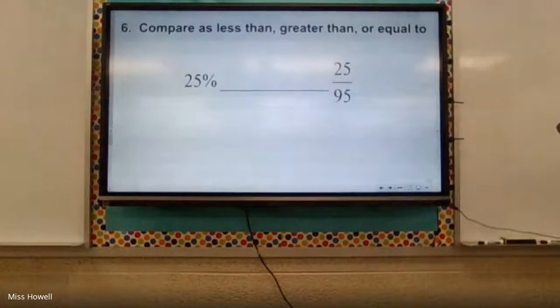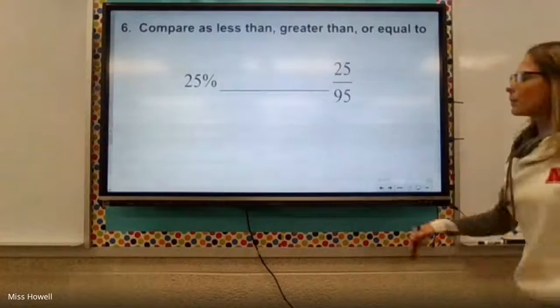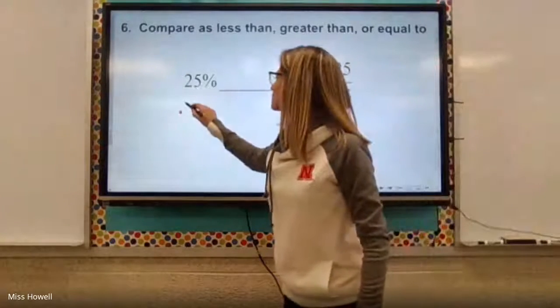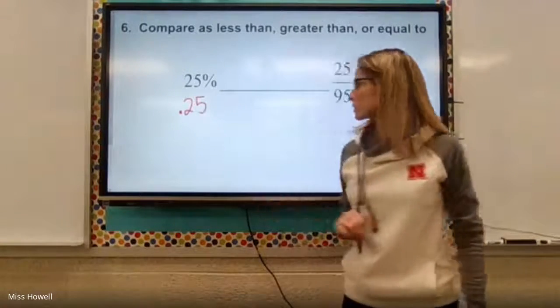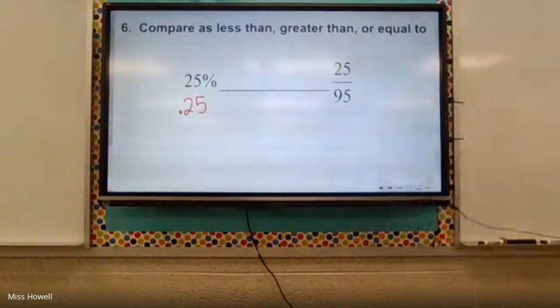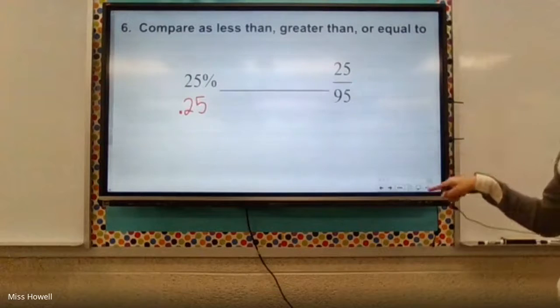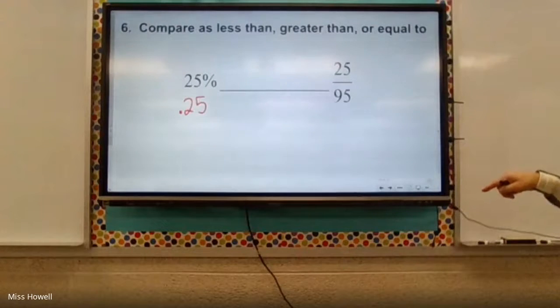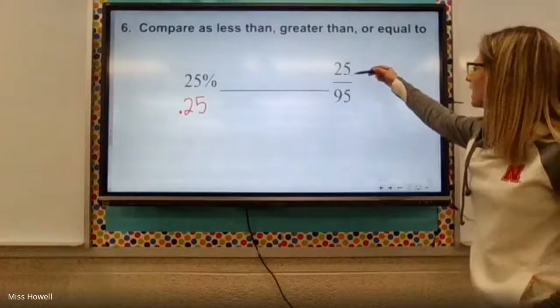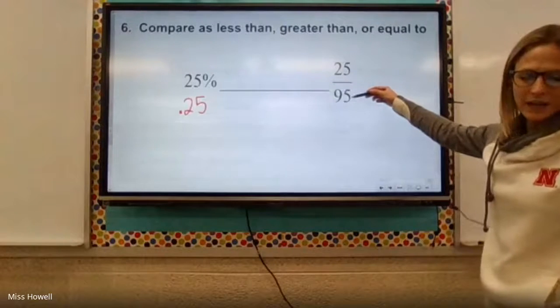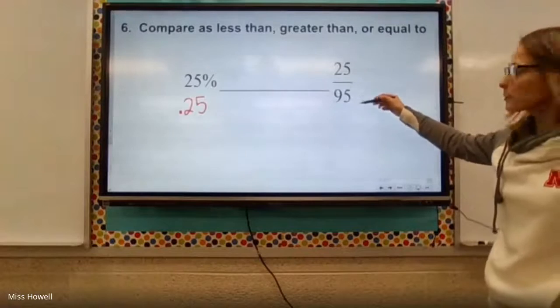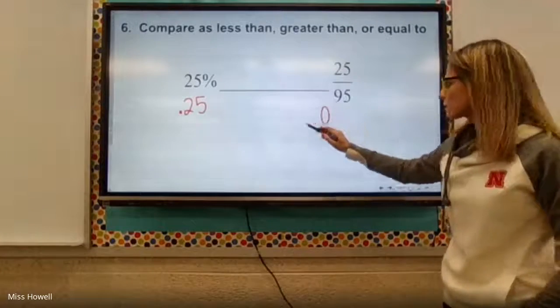All right, number 6, we're comparing 25%, or divide by 100, 0.25 would be our decimal version, and our 25/95. All right, we're going to divide here, and we are going to get 0.263155789, that's about right on forever. So when we take 25 divided by 95, I need enough digits to be able to compare. So it started with a 0. This guy was a 0.